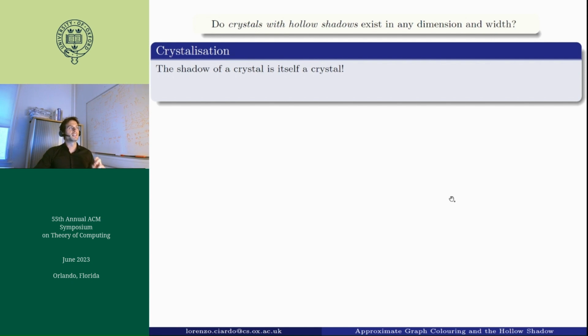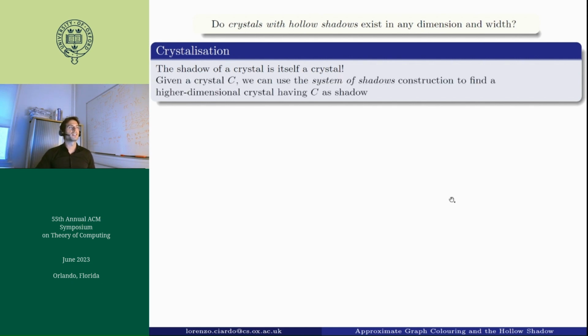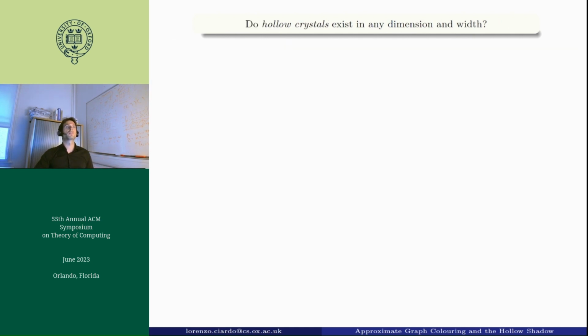Let's first look at this crystallization process. So the shadow of a crystal is itself a crystal. So using this and the system of shadows theorem that I showed you before, if I have a crystal, I can find a higher dimensional crystal having the first crystal as its shadow. So the system of shadows theorem gives us a recursive method of crystallizing, so creating higher and higher dimensional crystals. So this also means that the question above, so whether crystals with hollow shadows exist in any dimension and width, is actually the same as saying, do hollow crystals exist in any dimension and width? Because when we find a hollow crystal, then we can build a higher dimensional crystal having it as its shadow.